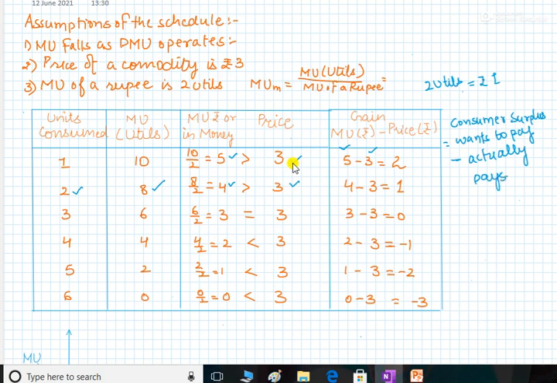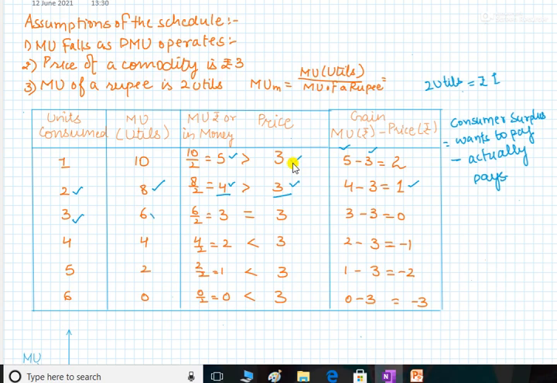So what he is actually paying is rupees 3, and for this amount, because he is getting 8 utils and 2 utils are equal to rupees 1 for the consumer, he is ready to pay rupees 4 for it. But he is paying rupees 3 only. It means he is again in a surplus. So definitely he will buy one more unit.